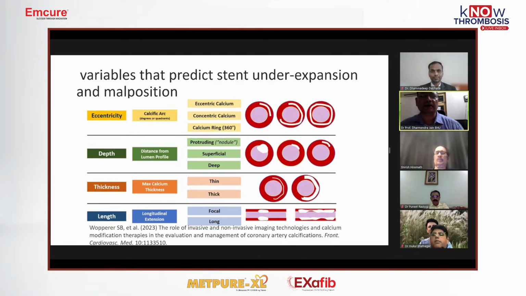As we all know, there are variables that predict stent under-expansion and malapposition when calcium is there. So these are the various factors: eccentricity. If it is a calcium ring of 360 degrees, which was there in this case, it was a highly calcific arc. Then depth also, it was deep, and protruding nodules are there at various places. And thickness-wise, it's obviously thick, and length-wise, it's also diffuse from proximal to mid. So all features were there with a heavy calcific disease.